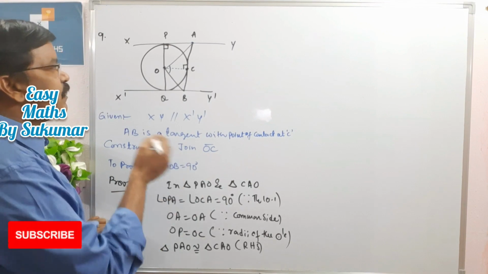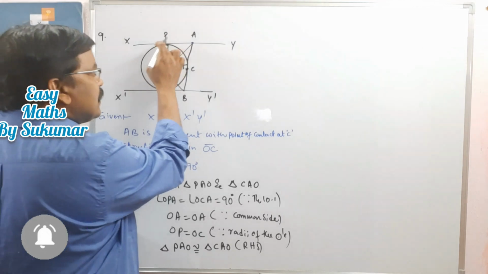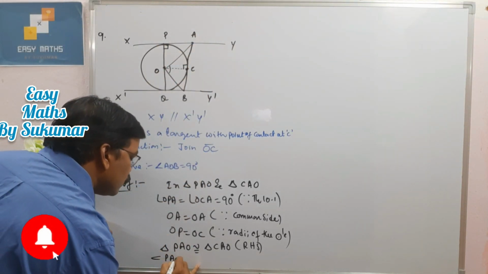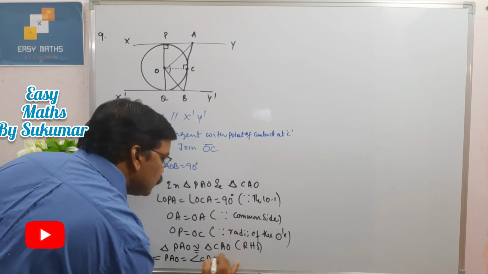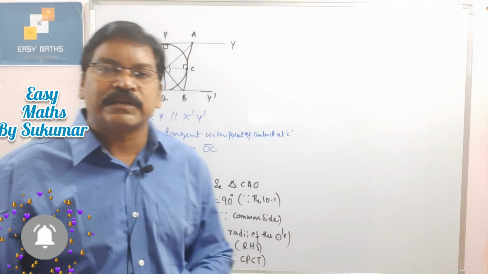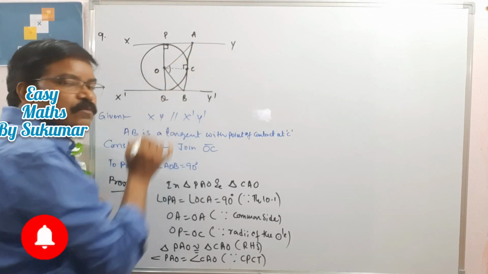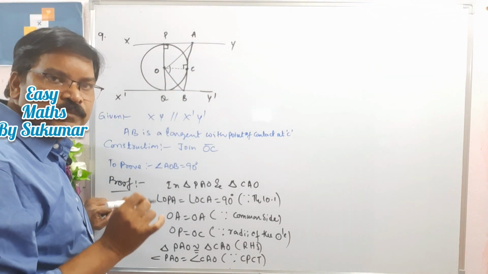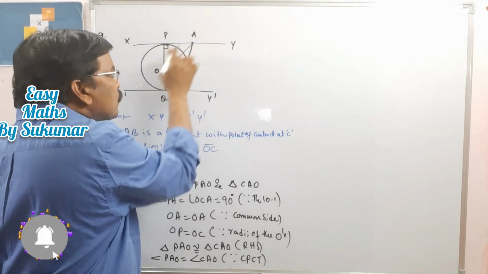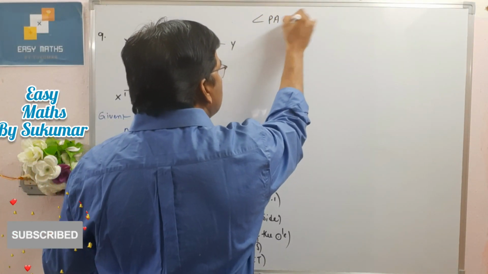So my dear students, here these two triangles are congruent. Therefore, according to CPCT, we can write that angle PAO and angle CAO are equal, since corresponding parts of congruent triangles are equal. Are you getting my points here? Right. So angle PAO and angle CAO are equal. Now I will take the full angle, that means angle PAC.